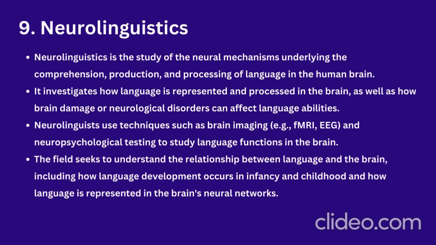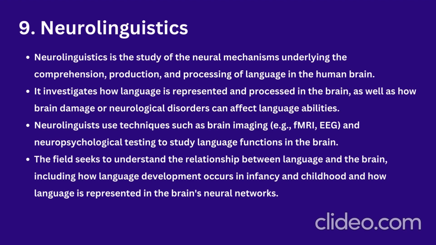Next is neurolinguistics. Neurolinguistics is like looking inside the brain to see how it understands and uses language. It helps us understand how language is stored and processed in the brain. Okay, and neurolinguists use many machines to study how the brain works. When we talk, when we listen, when we read, even when we sleep or dream, language is at work. Okay, so these neurolinguists use techniques like brain imaging, fMRI, EEG, or other sorts of neuropsychological testing to see how language functions in the brain.